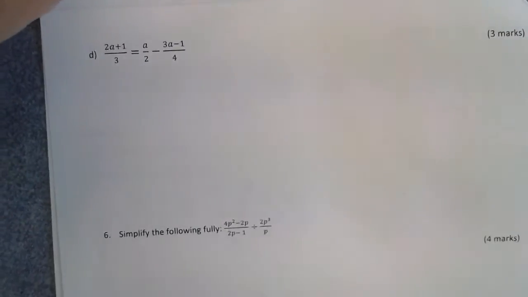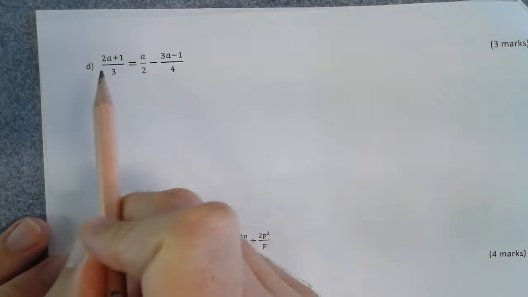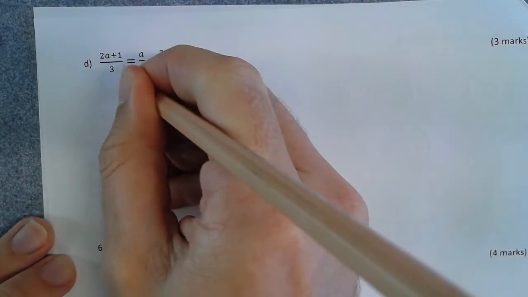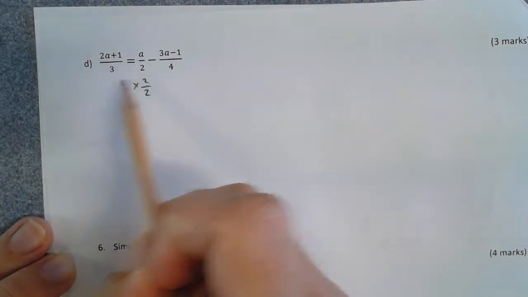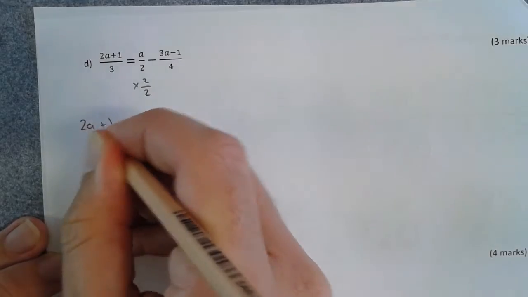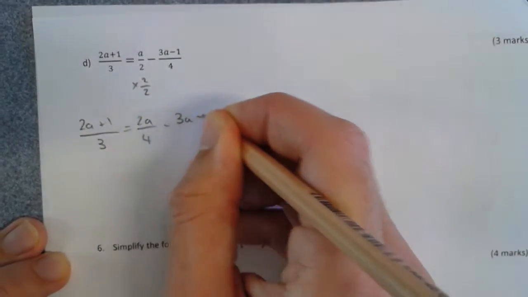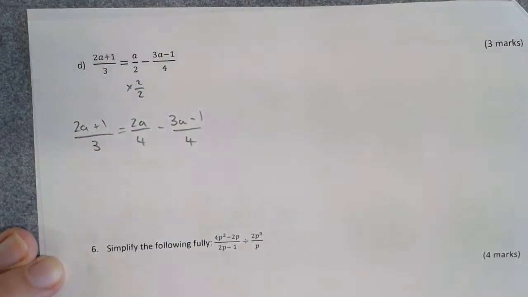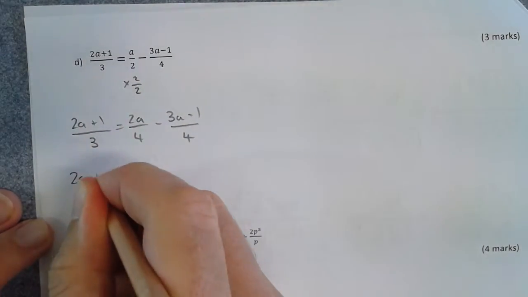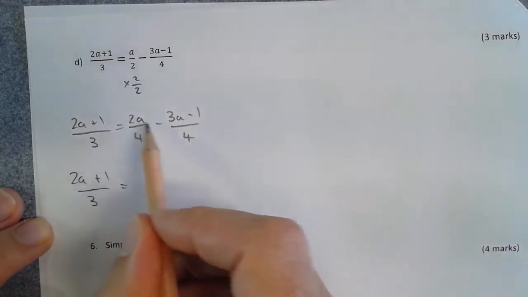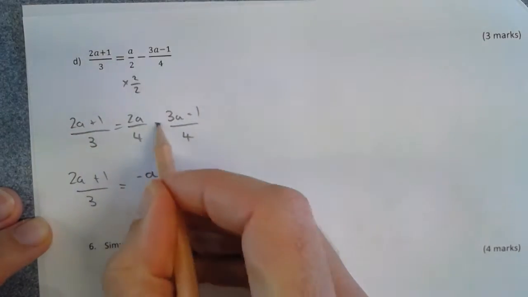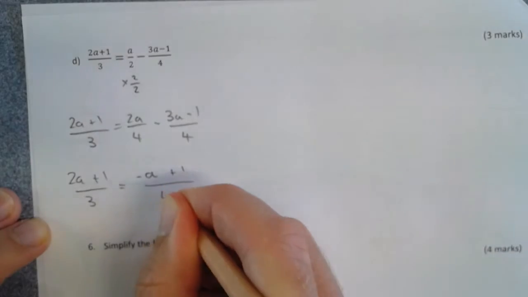Alright, next question. So what we want to do here is have one term on the right, one term on the left, so we can cross multiply. So I'm going to multiply this fraction by 2 over 2, so the denominators are both 4. So we end up with 2a plus 1 over 3 equals 2a over 4 minus 3a minus 1 over 4. Now I'm going to simplify the right hand side. So left stays as it is. 2a take away 3a is minus a. Take away minus 1 becomes plus 1.